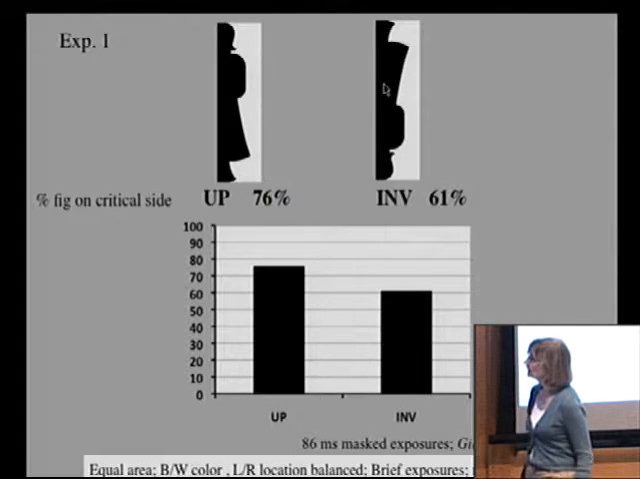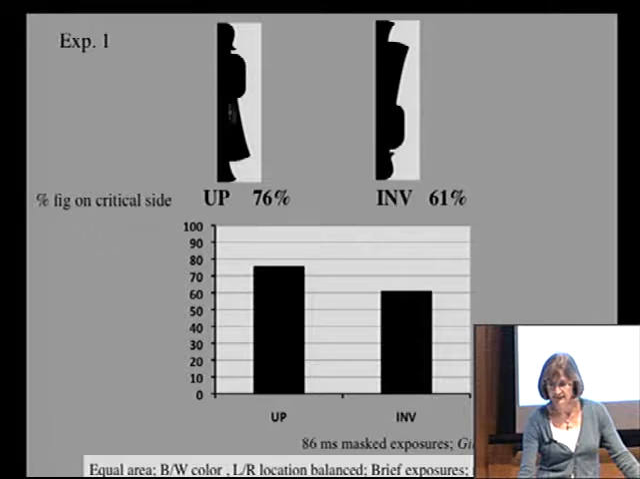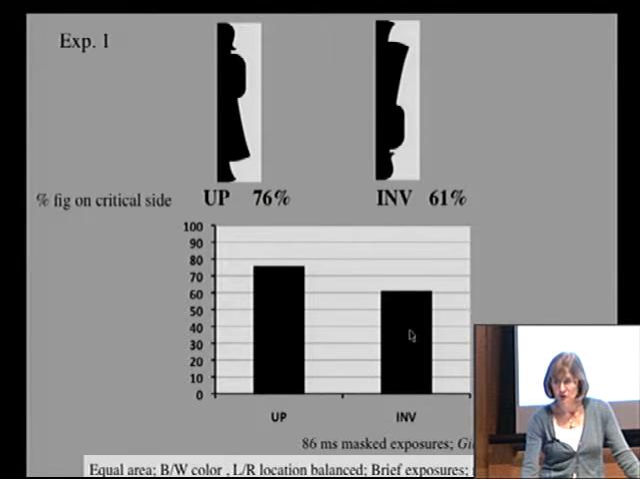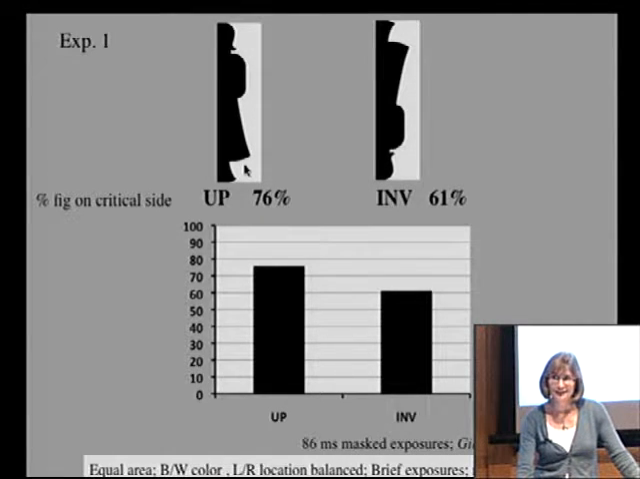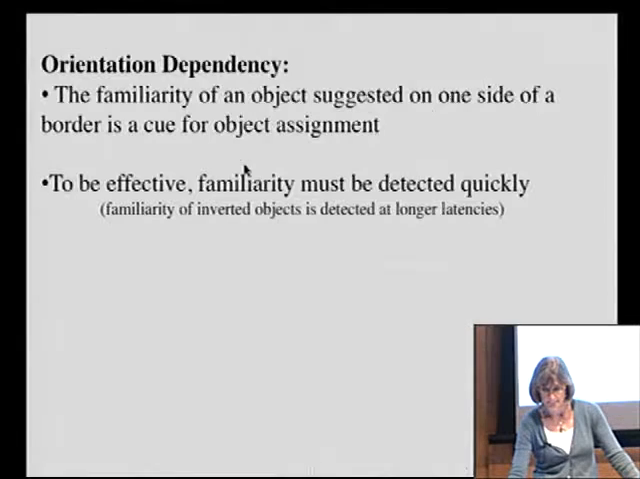So here are the data. What we found was that subjects reported seeing the critical region, black in this slide here, as figure more often upright than inverted, substantially and significantly more often upright than inverted. No cue is going to be effective 100% of the time in a brief exposure. The effectiveness of this familiarity cue is larger than that of the equivalent Gestalt cues that I told you about before. So this is a large effect.